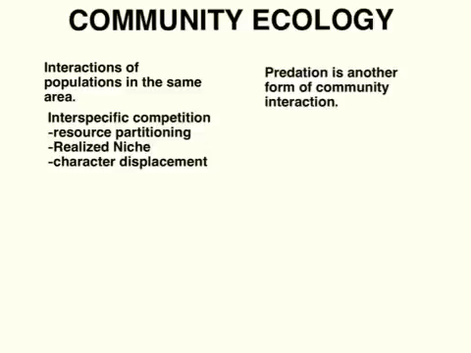Now we're going to talk about community ecology. For example, interactions of populations in the same area. There's interspecific competition, such as resource partitioning, realized niche, and character displacement. Predation is another form of community interaction.